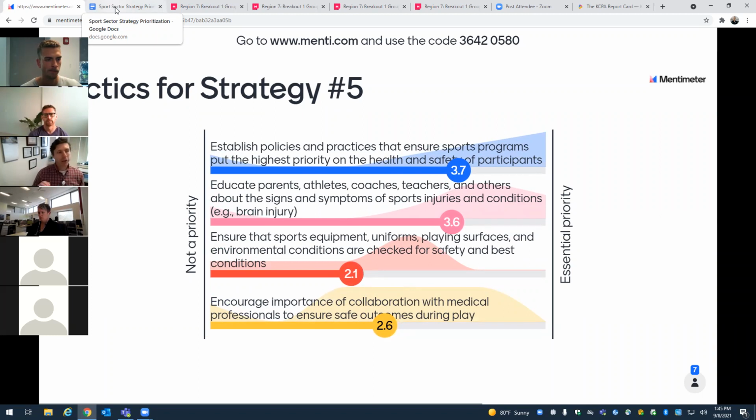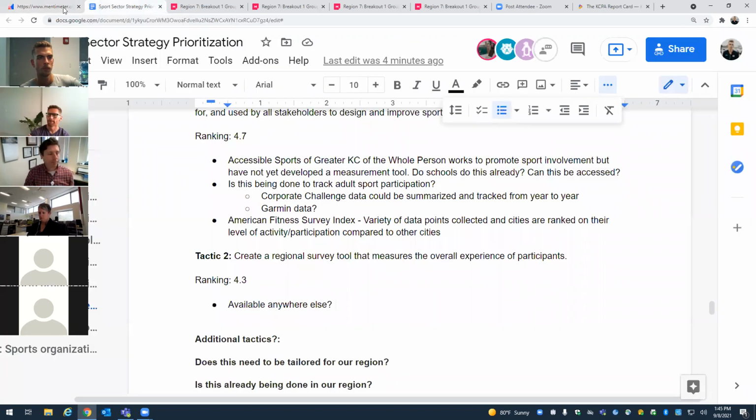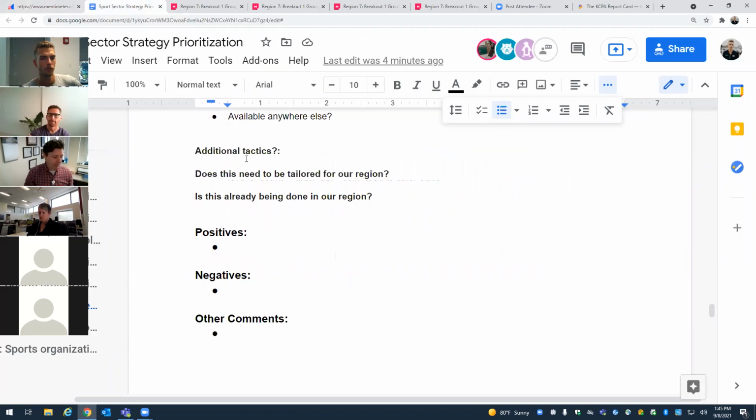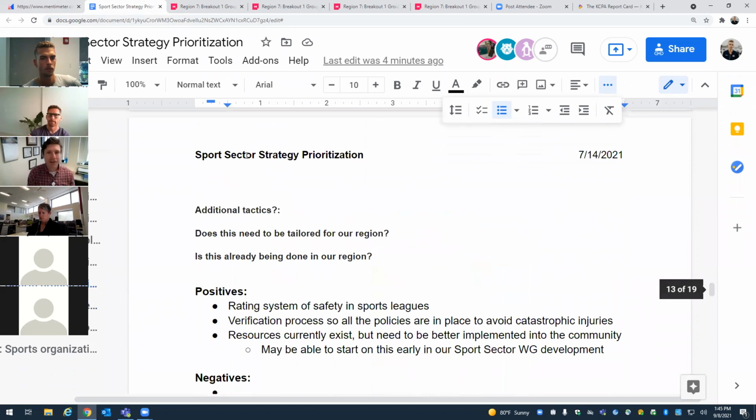Couple clear, high rated or fairly high rated tactics, couple others that are a little bit lower. Any comments for discussion on this? Maybe we can start it out with what things are currently being done locally, maybe related to any of this strategy or any of the tactics. Or just any general comments.